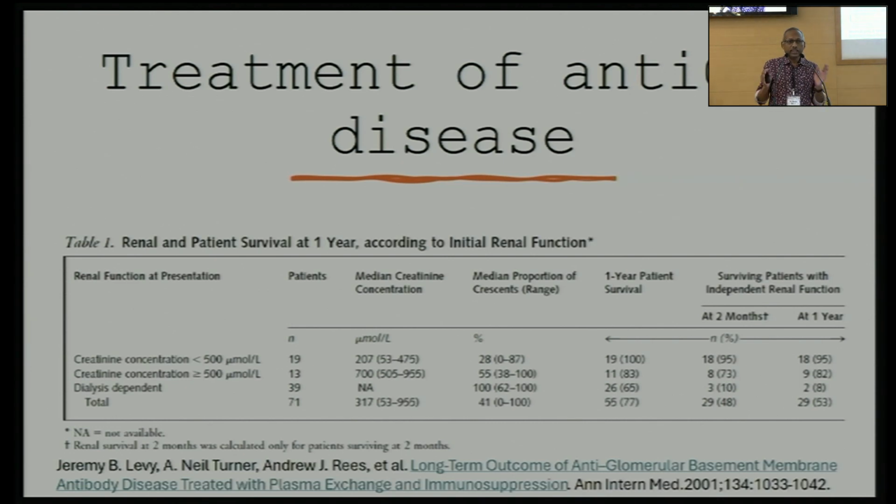So creatinine itself does not define outcome, but what is most important is dialysis dependency in this slide. You can see that 39 patients are dialysis dependent, and only 2 of them were off dialysis at the end of 1 year. Both these patients subsequently went on dialysis. Those 2 patients had a very large component of crescents on the biopsy compared to the other patients. So when a patient is dialysis dependent, they will never come off dialysis in this condition. That is probably one of the defining factors, and this has been shown repeatedly in different series over the years.